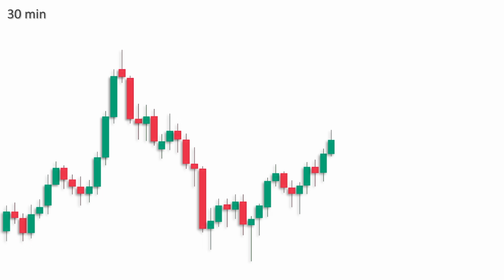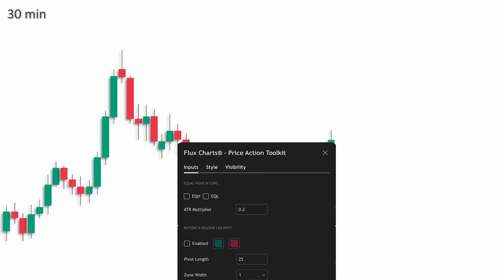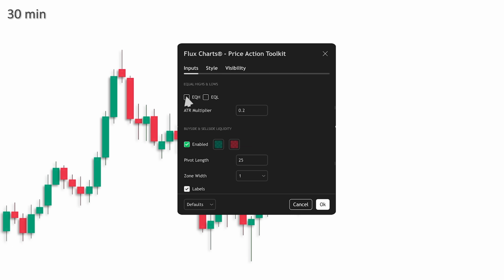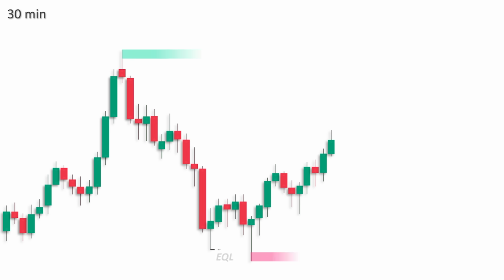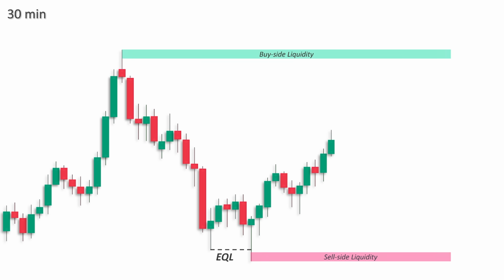You can mark these levels manually, or simply enable them in the indicator settings by turning on equal highs and lows, and buy-side and sell-side liquidity. With that said, the first step is to look for a key high or low on the 30-minute chart that the price is moving toward. As you can see in this example, we have buy-side liquidity on the 30-minute chart, and the price is drawing up toward it. We can anticipate the price reaching this high, since that's where liquidity exists.